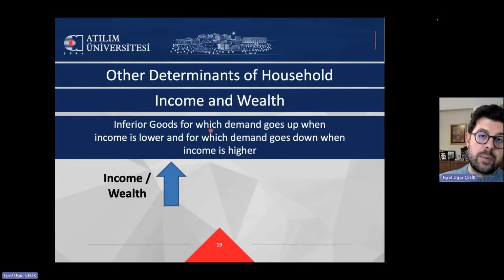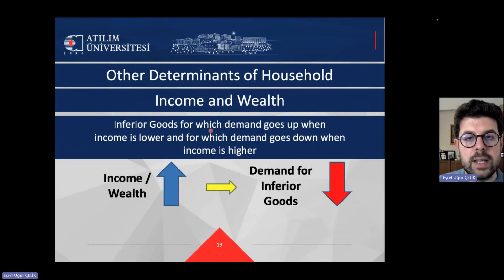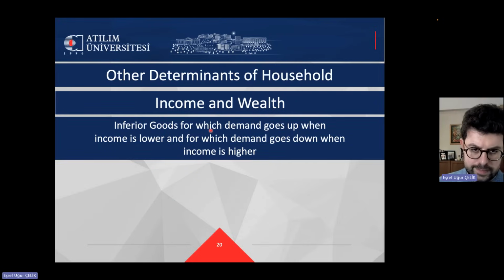As I said, two types of goods. The first one is normal goods, and the second one is inferior goods. In inferior goods, we see this time a negative relationship between income and demand changes. That means that when income increases, the demand for inferior goods decreases. So if you see this direction, that is called inferior goods.